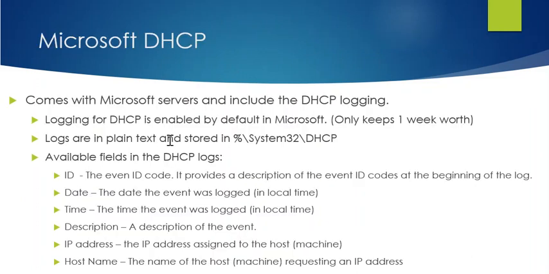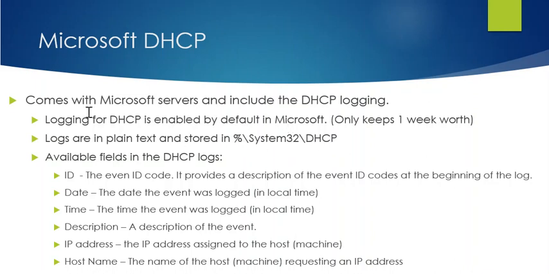All right, so to be specific, Microsoft DHCP, when you set up DHCP in the Microsoft server, it automatically sets up the logs. So it does automatically begin to log the information. The logs are in plain text. They're stored in System32 DHCP. So wherever your System32 is, usually it's on the C partition, but if people set it up themselves, it doesn't necessarily have to be on C. So that would depend on how you set it up.